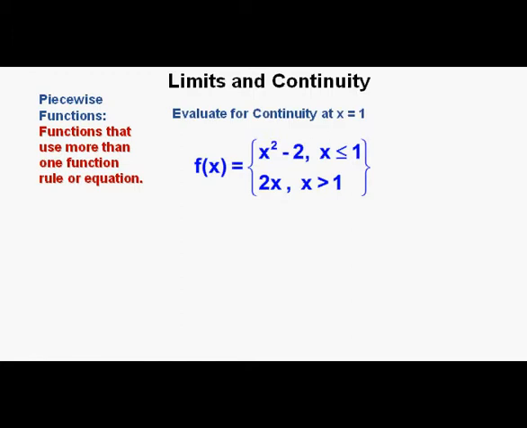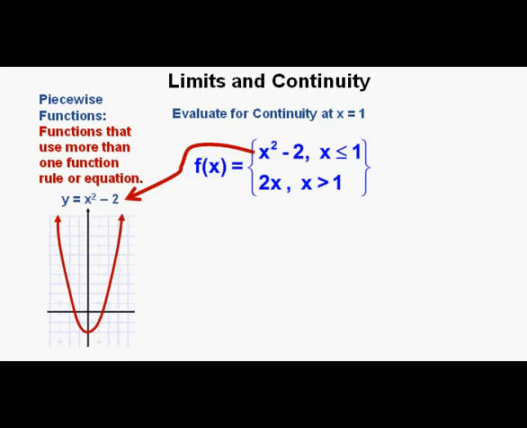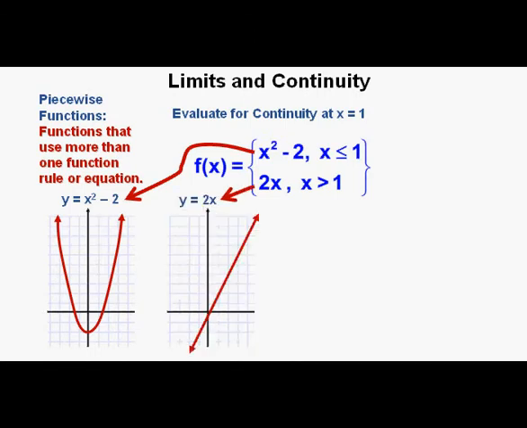Let's evaluate this function for continuity where x equals 1. These commas in piecewise functions translate verbally to the words when or where, also possibly the words for or if. To see what's happening in a piecewise function, we look at the graph of the two separate pieces. The first piece of f of x is y equals x squared minus 2 graphed here on the left. And then we have the function y equals 2x just to the right.